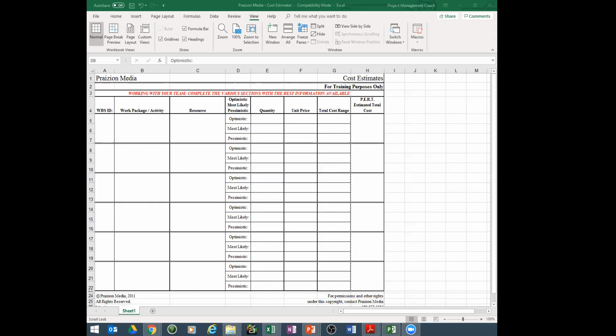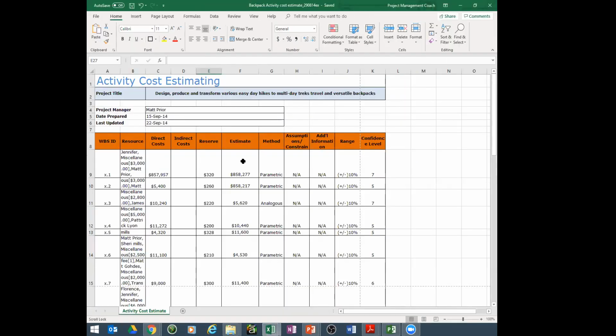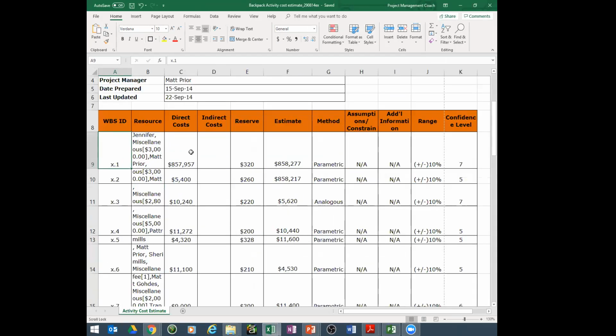Here is an example of the actual cost estimates that he did for a fictitious book that I'm working on. And this is the estimate for each of the line items. You can see each one has the direct costs or indirect costs and the reserve, everything is accounted for. And then we've got the estimate.